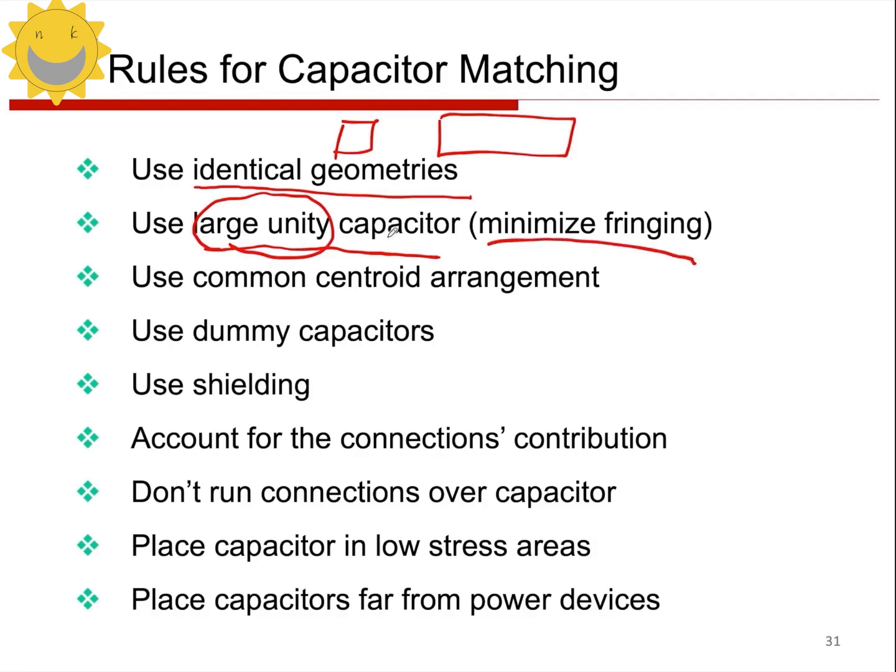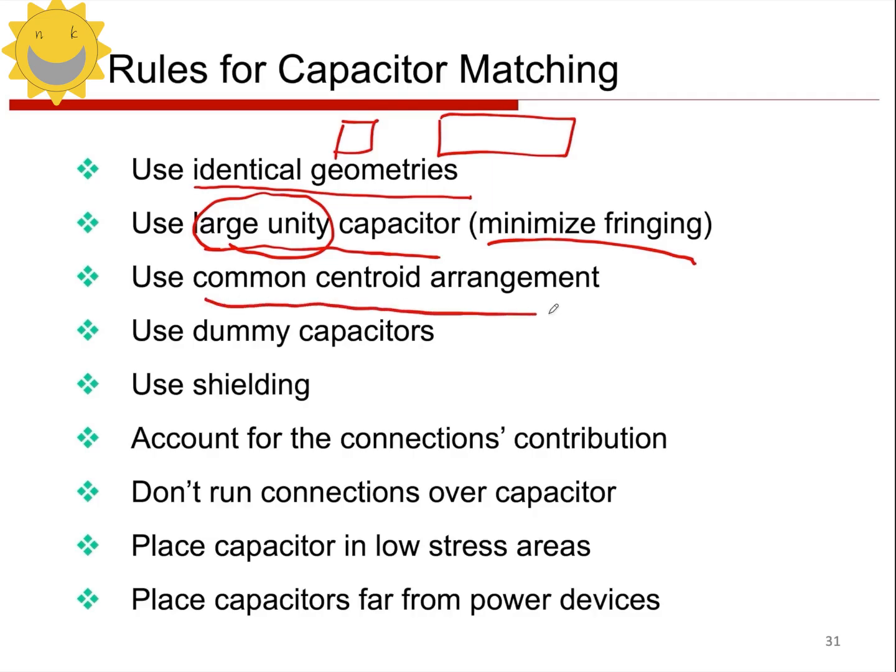Then what is the more important thing? The more important thing is that when the area is larger, its mismatch will be reduced, right? But it has negative effects. What are its negative effects? Its power consumption will also increase, so this should be paid attention to.